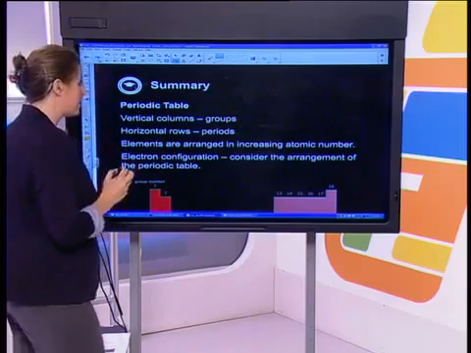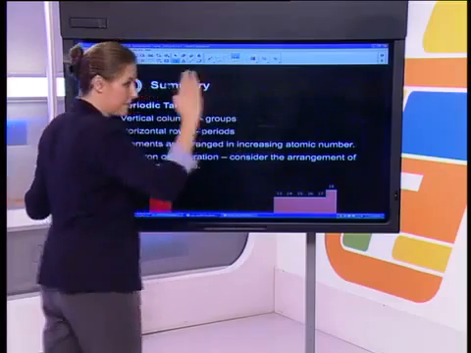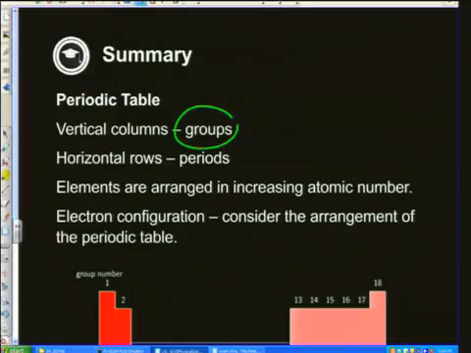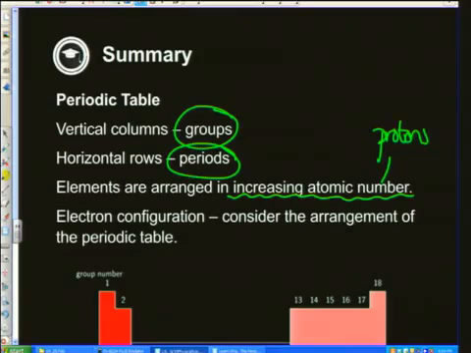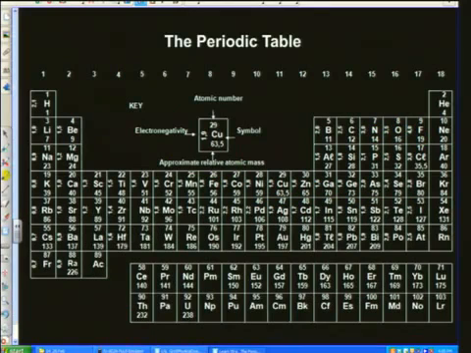When I speak about vertical columns, that's going up and down, those are called the groups. If I speak about horizontal rows going across, that's going to be what we would speak about as periods. And I want you to note that elements are arranged in increasing atomic number. Now, what is the atomic number? Remember, that is the number of protons in the nucleus.